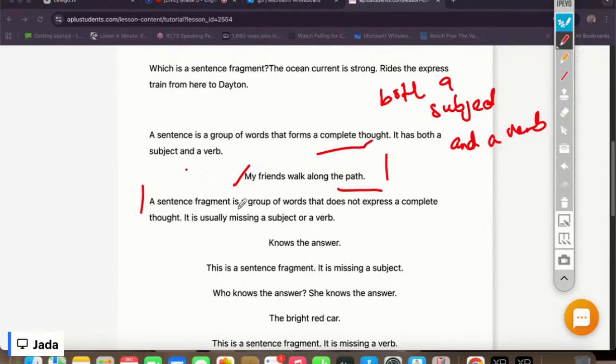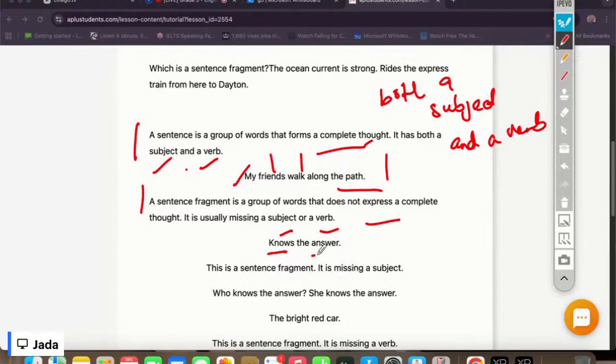Okay? A sentence fragment is a group of words that does not express a complete thought. Under this, we have the sentence first, which is the complete thought, and it has a subject and a verb. "My friends" here is the subject, and the verb is "walk." A sentence fragment is a group of words that does not express a complete thought. It is usually missing a subject or verb, unlike this one here that has both.